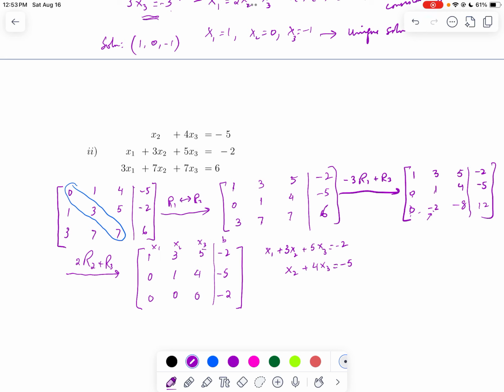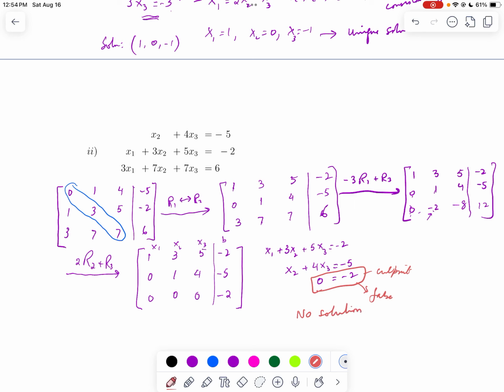What is the last one giving me? It is saying 0x1 plus 0x2 plus 0x3. What does that give me? 0. And we're saying 0 is equal to -2. Now this thing is the culprit, because it's wrong. This is false. So therefore we say no solution.